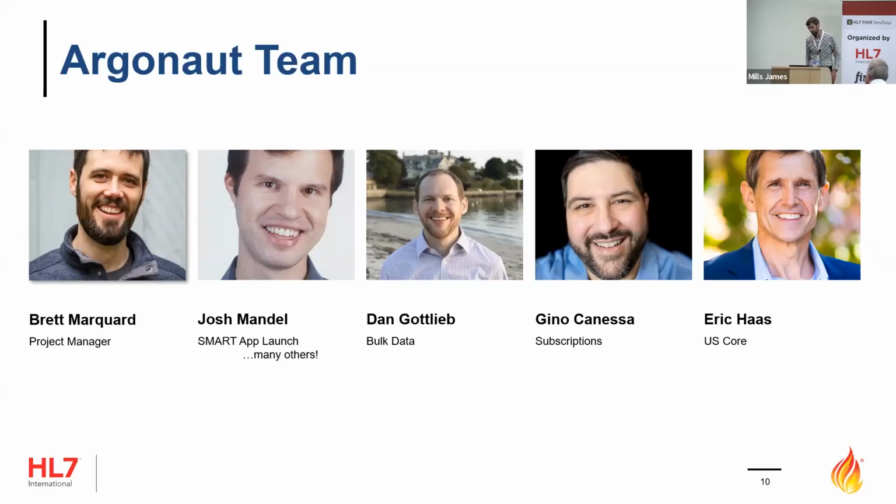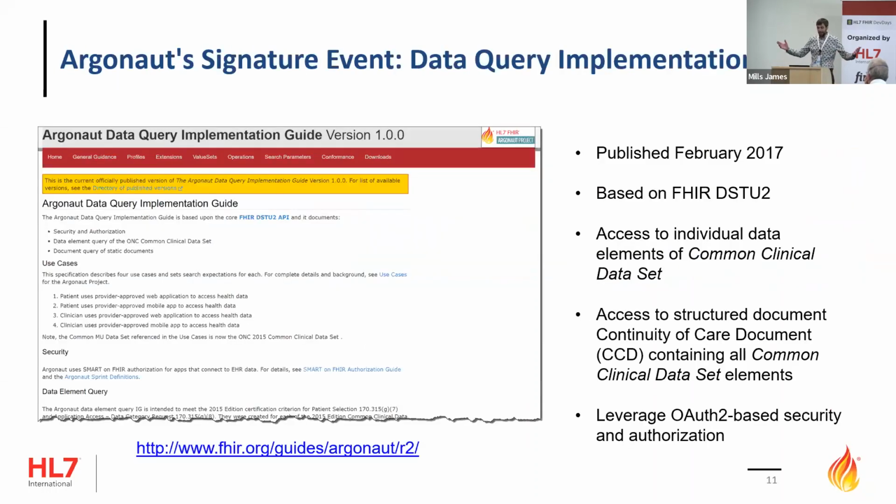Dan Gottlieb and Eric are both independent folks. Dan does a lot of work with Boston Children's and Harvard, and on Bulk in terms of the current Argonaut initiatives. And then Eric has worked on US Core and other things throughout the year. Okay, so that's us. And why does Argonaut matter?